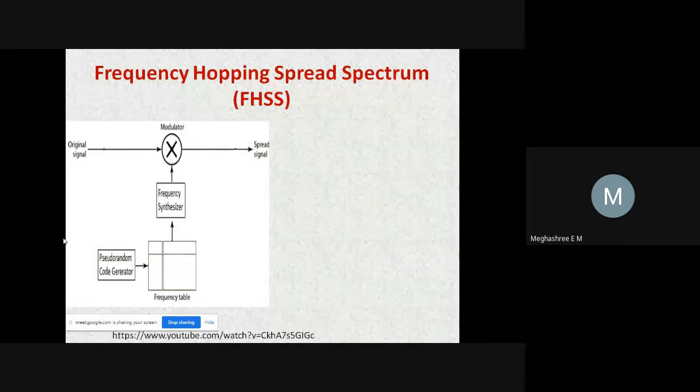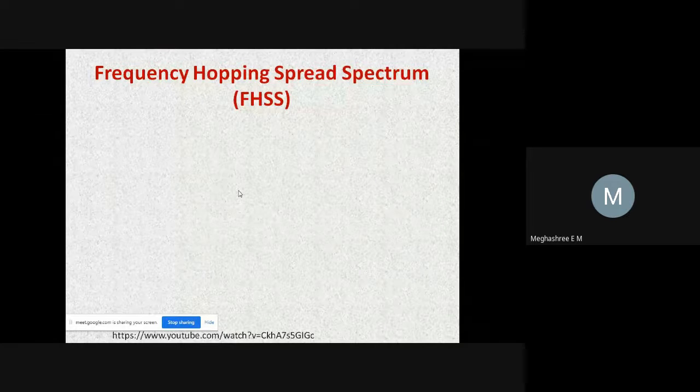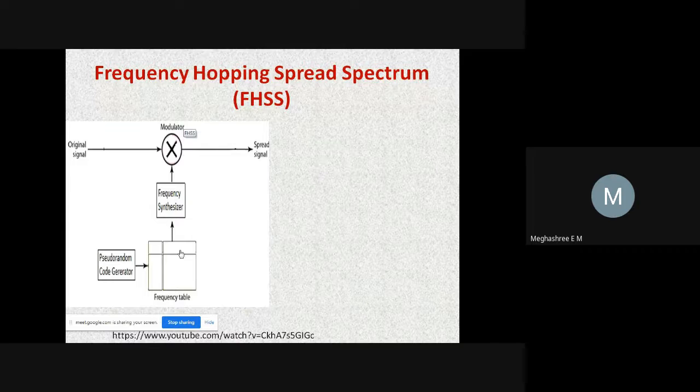Now this is the model where the source signal modulates the carrier frequency. This is done with the help of this procedure where the original signal takes the carrier frequency from the frequency synthesizer, and then it generates the spread signal. What is a spread signal? One where the bandwidth has been expanded compared to the original signal. Now, how do we generate the carrier frequency with the help of the frequency synthesizer? This is done by using a pseudo random code generator and the frequency table. This is the overview of how FHSS works.